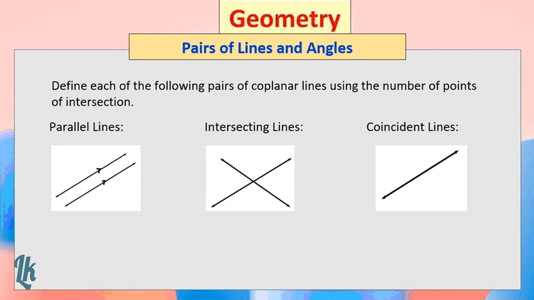In today's lesson, I will explain the different types of angle pairs formed by two lines that are cut by a transversal. But before that, let me explain the differences among the parallel lines, intersecting lines, and coincident lines. When two lines are parallel, they do not intersect. So we describe parallel lines as lines that do not have any point of intersection.